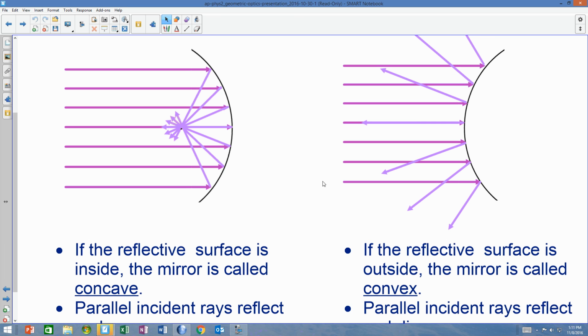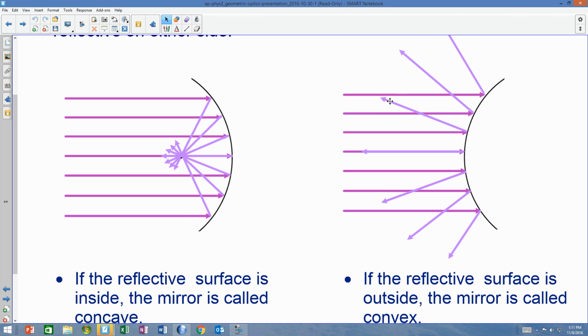Parallel incident rays reflect and diverge for a convex mirror. Notice that these light purple rays never appear to cross one another. If we take them back in space, they would actually appear to cross right here, and we call this a virtual focal point, or a negative focal point. When we can actually converge the rays physically to the point where we could put a piece of paper, we call that a real focal point. If it appears to come from inside the mirror or the optic, we call that a virtual focal point.